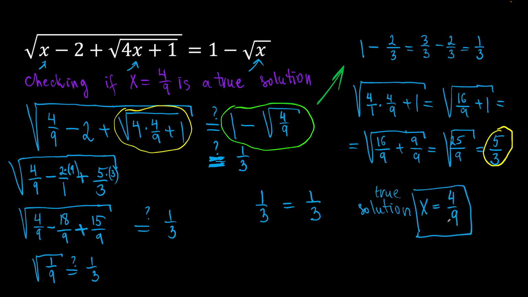What if you substituted 4/9 into the equation and found that the left side is not equal to the right side? Then this equation had no solution. So be sure when you're working with equations involving square roots, be sure you check all the solutions.